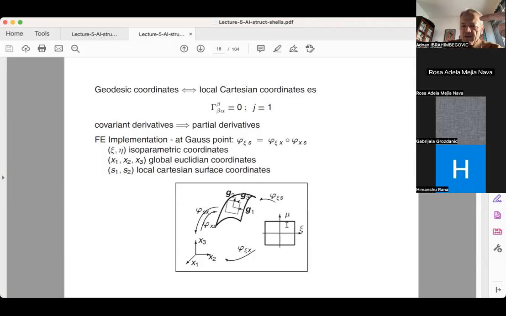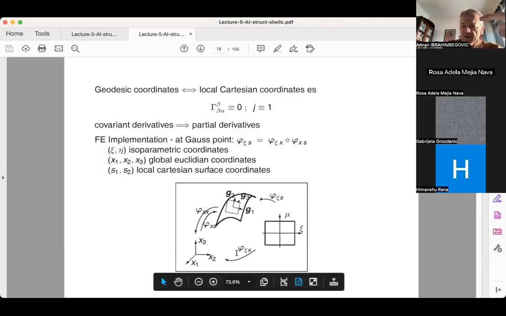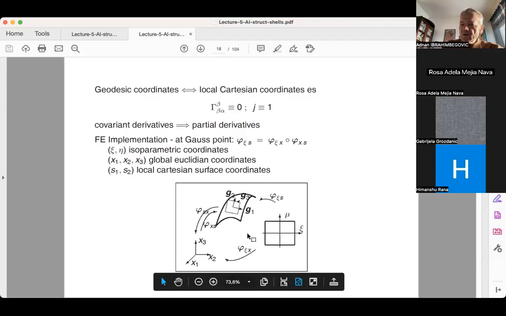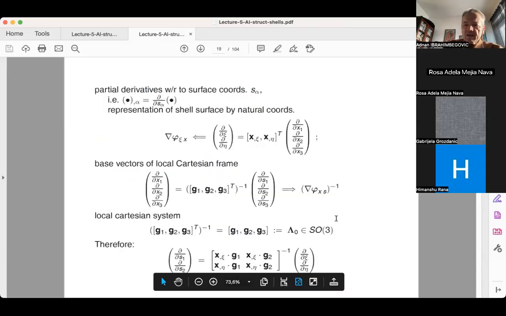This one I'm looking for, but I can obtain it easily because I can build a parametric representation of my shell element. I bring it down to the xi-eta plane, flatten it, and X is directly interpolated with the natural coordinate system. So I can obtain this transformation very easily. Combining these two transformations, I get the transformation that I want. And that's basically what is done here.